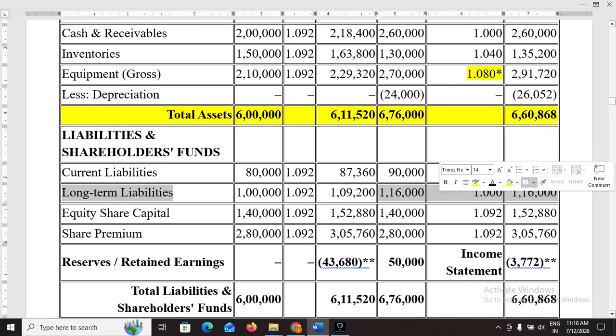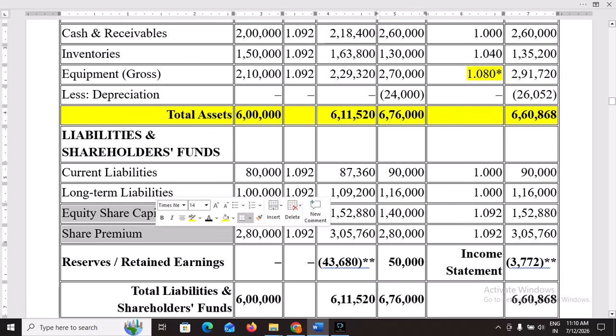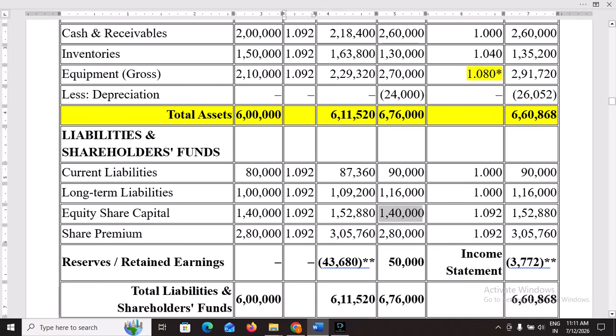Okay, so the same 1,16,000. But equity share capital and share premium use the opening conversion factor, because equity share capital and share premium do not change. Opening conversion factor 1.092. So do the calculation: 1,40,000 into 1.092 is 1,52,880. Next 2,80,000 into 1.092, you will get 3,05,760.